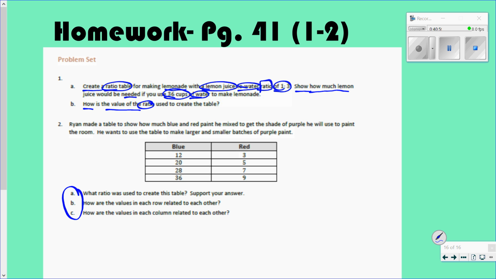Do each of these. What ratio was used? In other words, I'll give you a hint. Is that in simplest form? No. If I go to simplest form, that will tell me the ratio that was used. Just support your answer. Show me how you got there. How are the values in each row related to each other? In other words, if I go from here to here, what am I doing? Rows are these ways. So I'm talking about how did I go like this? How are the values in each column related to each other? In other words, as I'm going down, what's my pattern? What am I doing? Any questions on your homework?